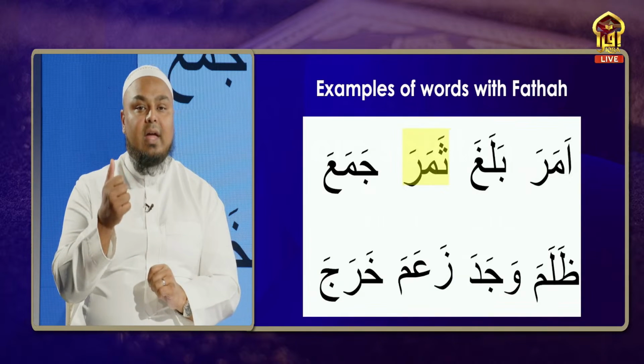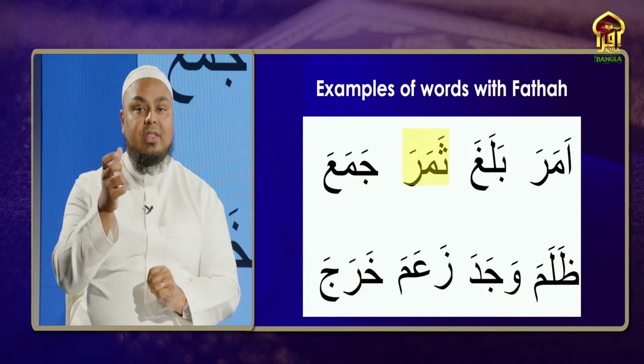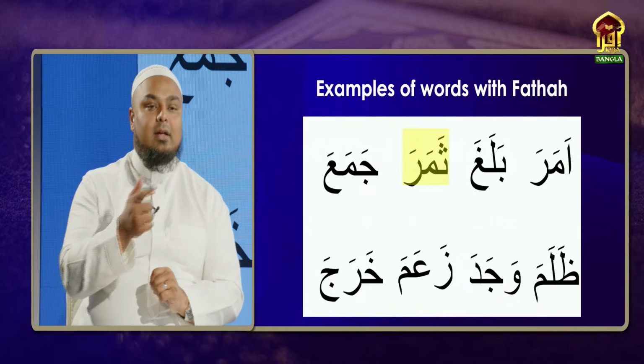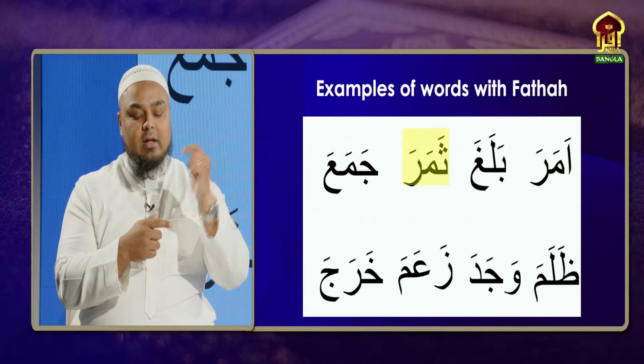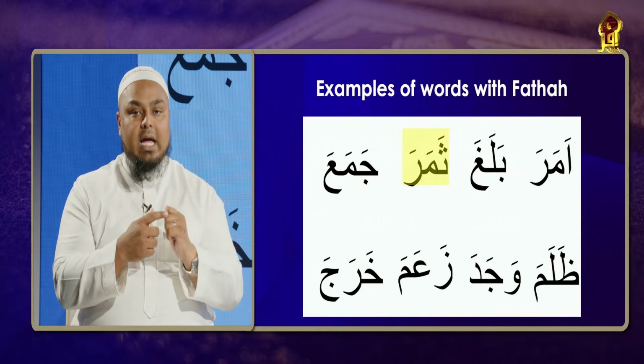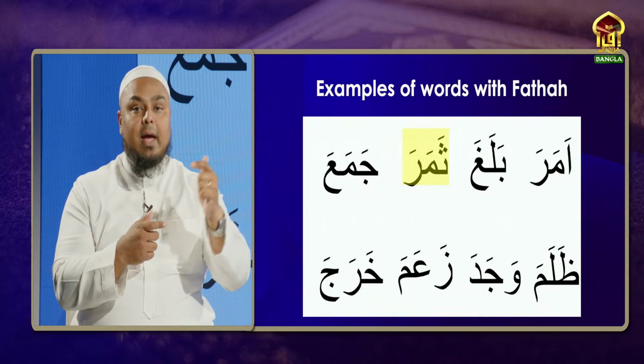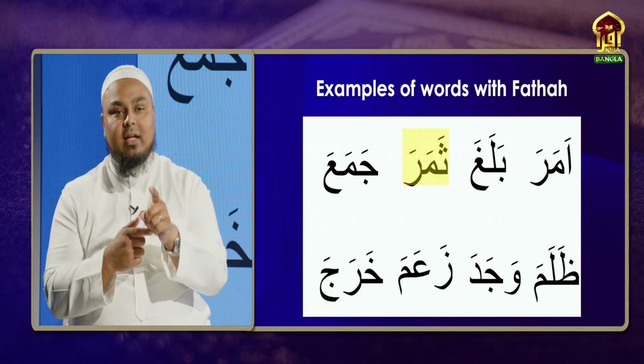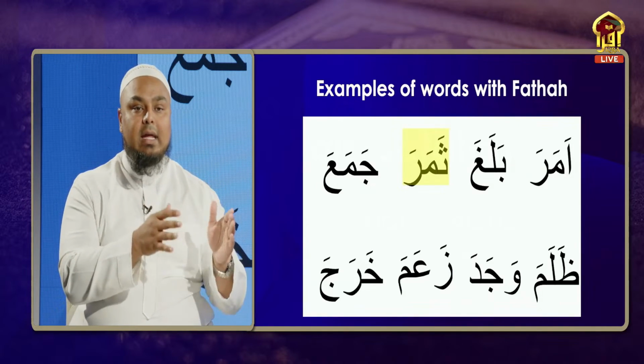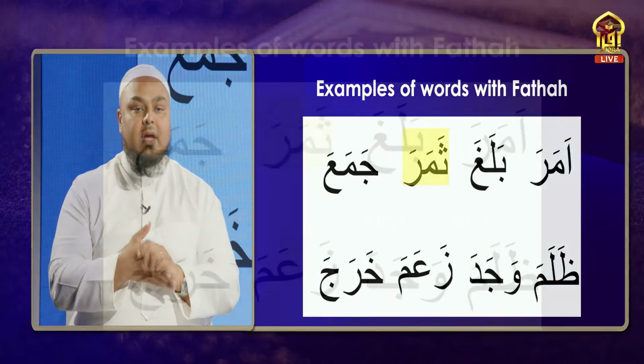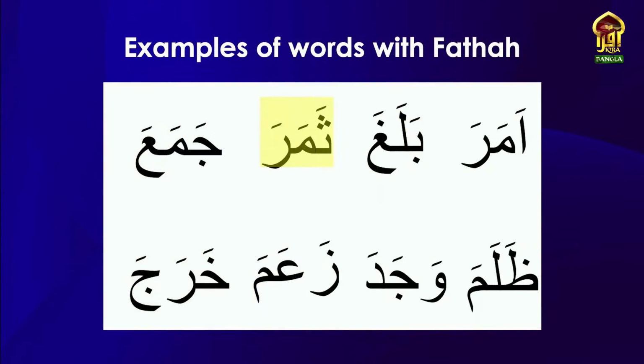The next one, thamara. Together, thamara. 3 letters, isn't it? Next one, jim fatha ja, mim fatha ma, ain fatha a, jama'a. Together, jama'a. So we have 4 now: amara, balagha, thamara, jama'a. Next line: ضا فتحة ضا، لام فتحة لا، ميم فتحة ما، ضا لا ما، ظلم. See, when you do it like this, it's quite simple. Let's read the other 3 words.